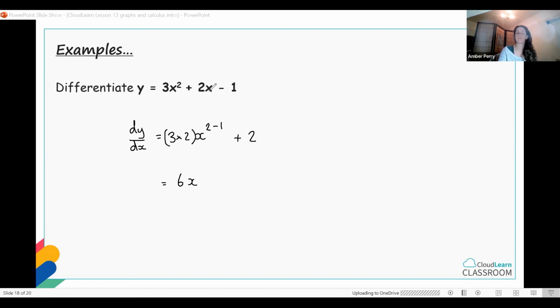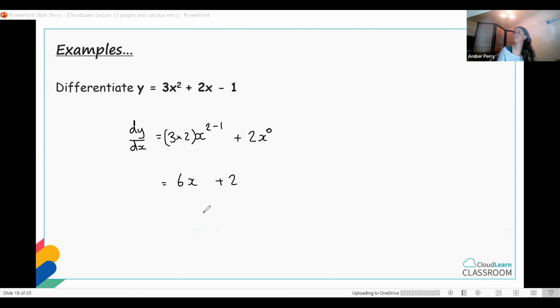And then we reduce the power by 1. So x to the power of 1. If we reduce that power by 1, we've got x to the power of 0. And x to the power of 0 is just 1. So that will just go away. There's 2x to the power of 0. But x to the power of 0 is just 1. So it's just plus 2.